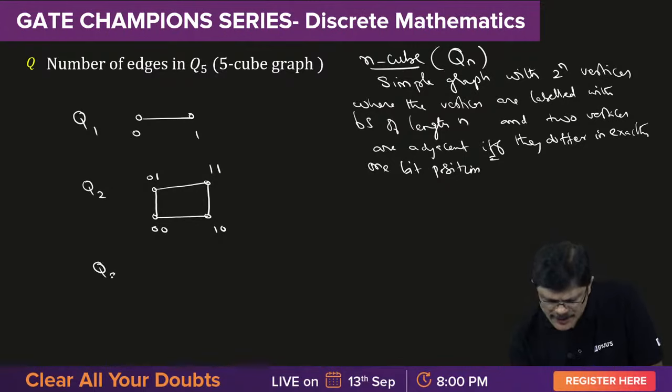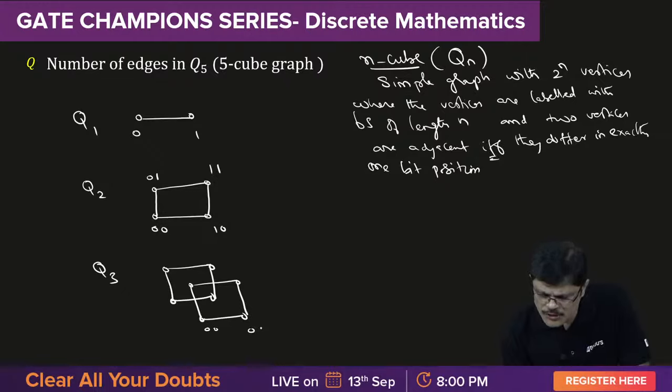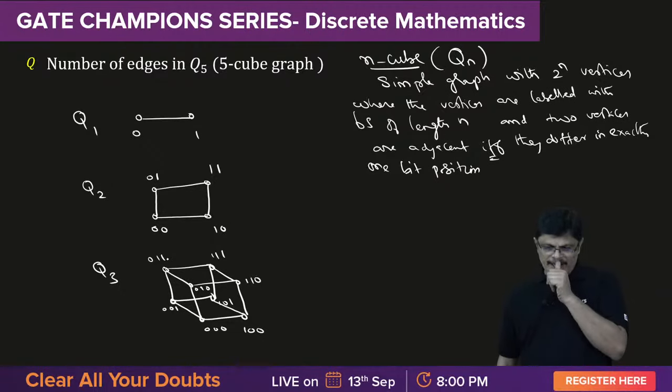Similarly, if you want to get Q3, you take 2 copies of Q2, like this: 0, 0, 0, 1, and 1, 0, 1, 1. Here also 0, 0, 0, 1, 1, 0, 1, 1. You join the corresponding vertices. While joining, you make one of them 0 and the other 1. You join these two fellows, you make it 0, you make it 1. You join these fellows, 0 and 1. Join these fellows, 0 and 1. This is Q3, sir.